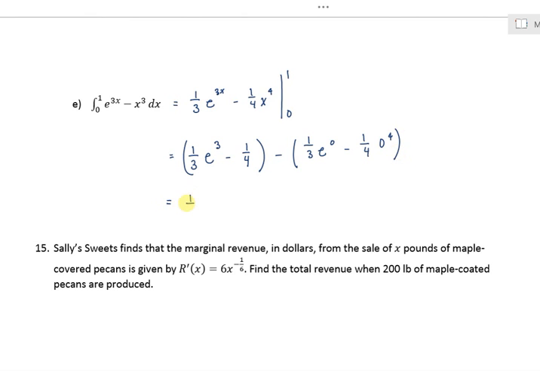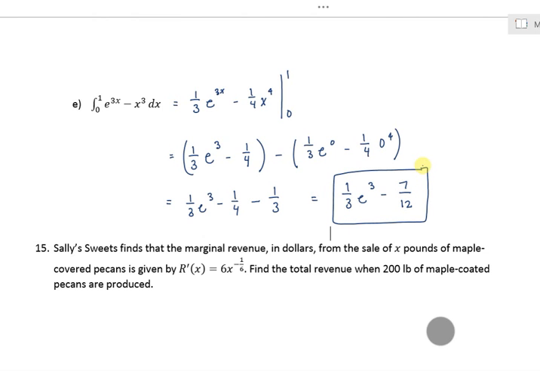So this gives me 1/3 e cubed minus 1/4 minus e to the 0 is 1, so minus 1/3. So that is 1/3 e cubed minus 7/12. Perfectly precise number.